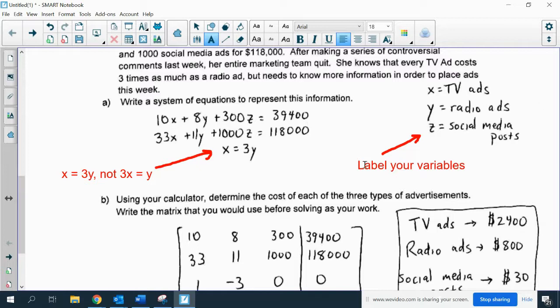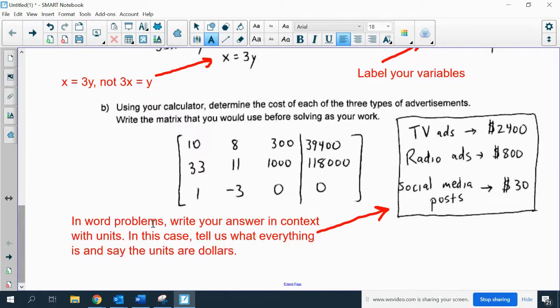And then in word problems, our answer should not be written as a point. It should be written in context with units. So you should tell us what you're solving. So TV ads cost $2,400. And then you also have to tell us what the units are. So in this case, put dollars in your answer.